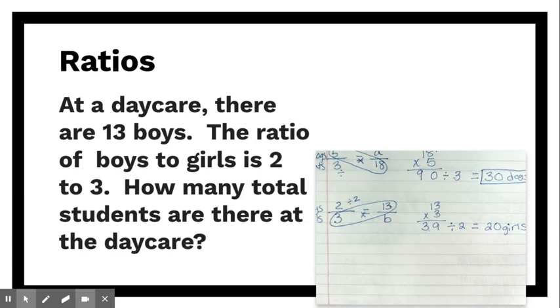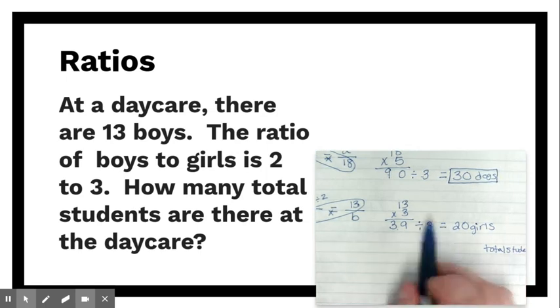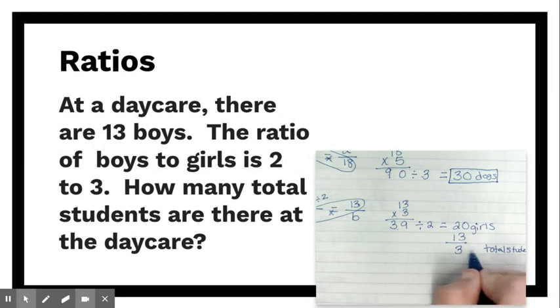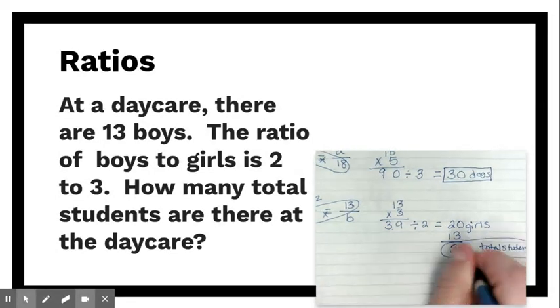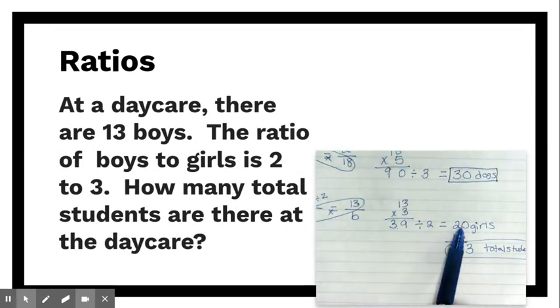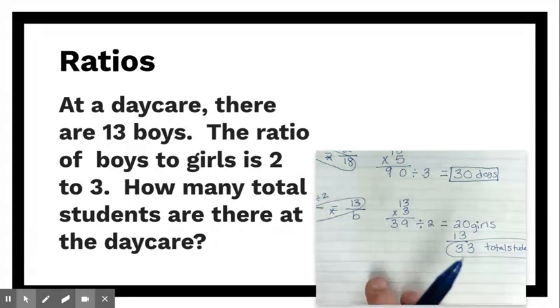Okay, and then what I'm going to do, because I want the total students, is add the girls and the boys. So I know there's 13 boys, so I'm going to do 20 plus 13, which gives me 33 total students, okay? So if it asks for the total, you need to add the 2 numbers that you were given. So you will find one, like we found girls, and then we're going to add that back on to how many boys we have to find how many our total students are.